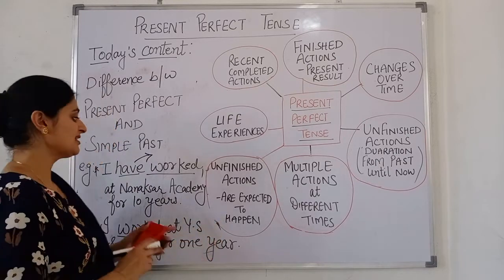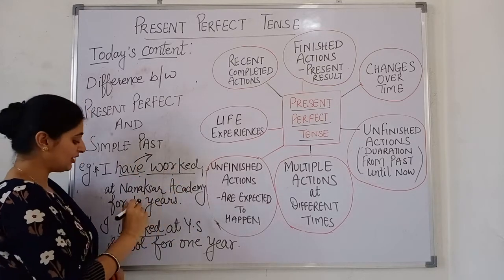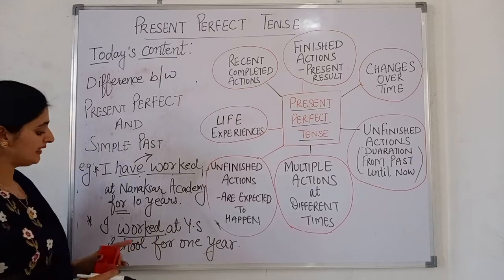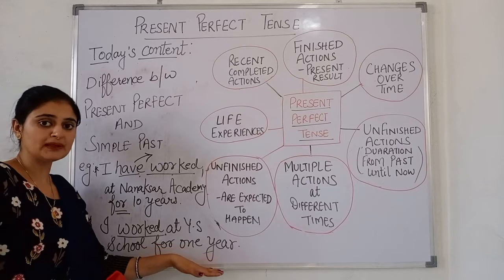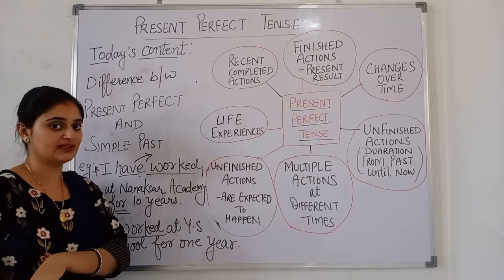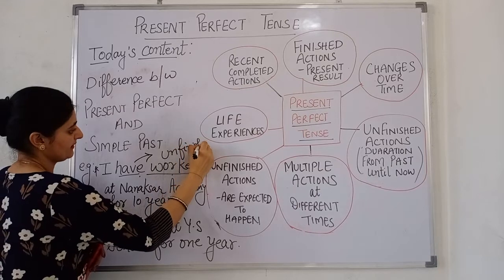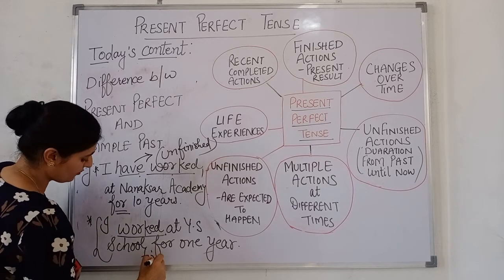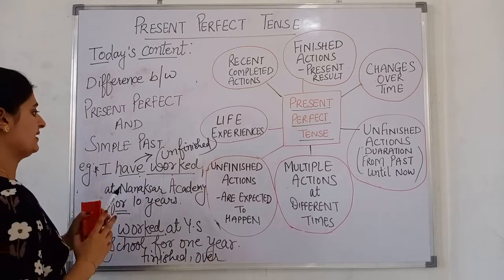Don't get confused. Present perfect denotes that the action, if you are using for or since, means still the work is going on. And if you are saying I worked at this particular school or in this particular company, it means you worked there in the past, but now you are working in any other company. Okay? Here the action is unfinished. Okay? And in this sentence the action is finished, or we can say over. Okay, students?